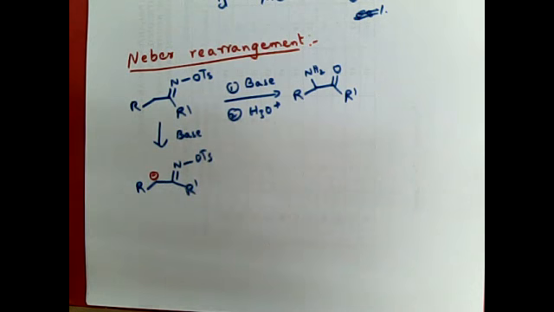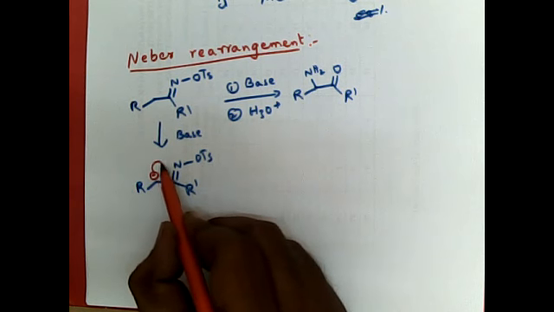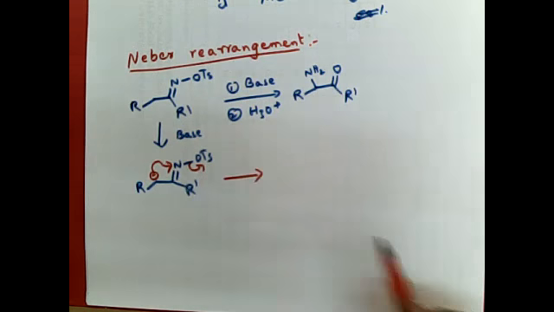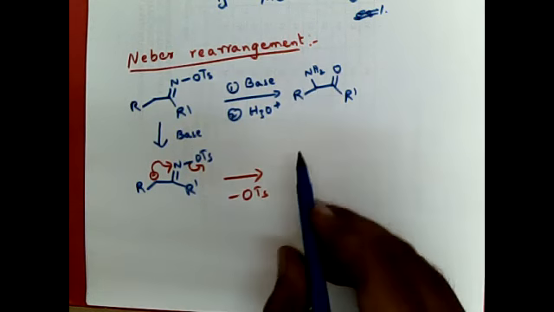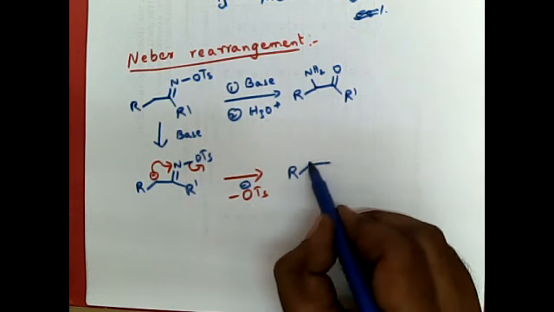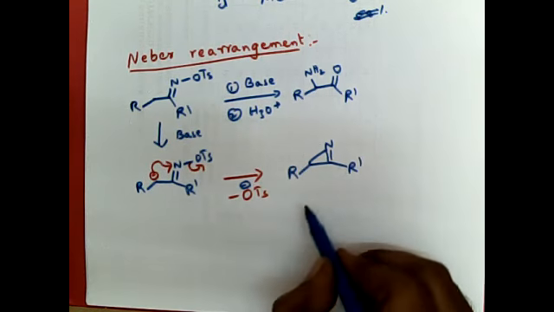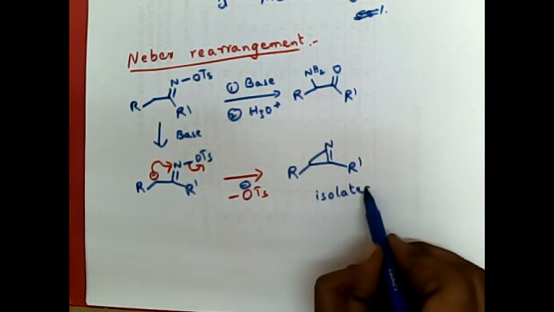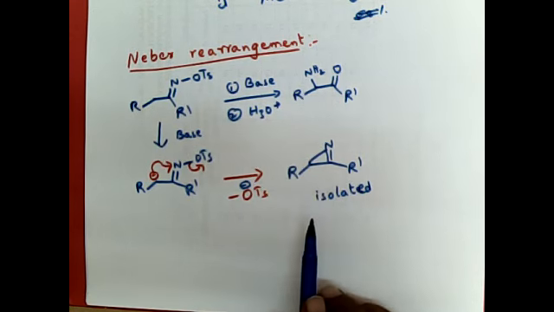Right. Now, because we have a good leaving group, O-tosyl, this negative charge can attack on nitrogen so that OTs will be leaving. The O-tosyl group will be leaving. I should have a minus charge here. So what are we generating? We are generating a 3-membered ring. This is stable, this is the intermediate. This can be isolated, it's not a problem. If you want to have this product, we can stop the reaction here itself and isolate it.